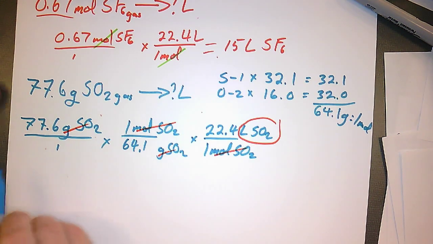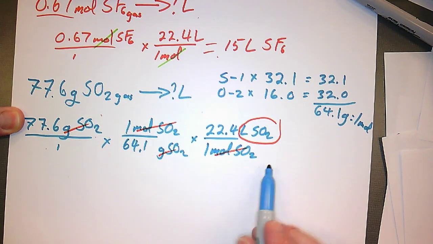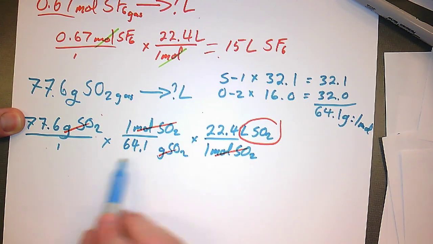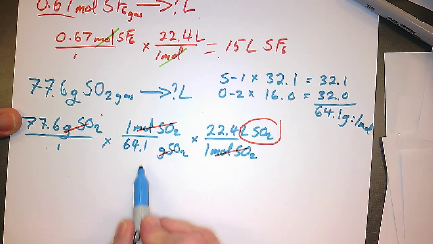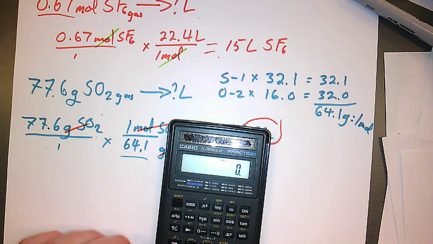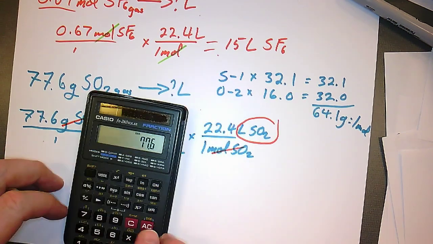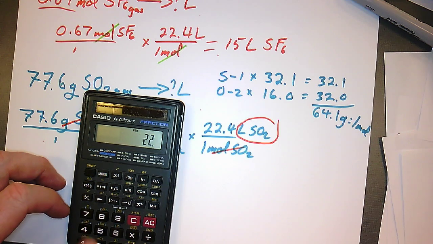Right. So now I multiply everything on top and multiply everything on the bottom and divide. Well, the bottom is 64.1 and then everything else is 1. So it's just going to be 64.1. So that makes it easy. I can do it all on my calculator. Right? 77.6 times 1, I can skip it, times 22.4.